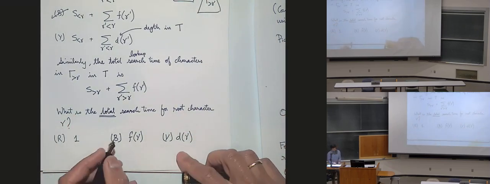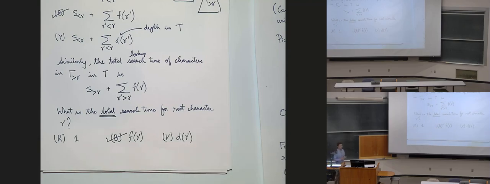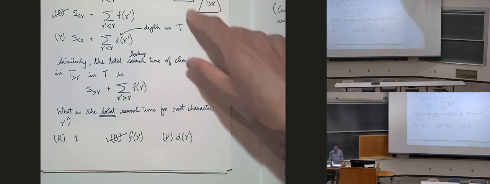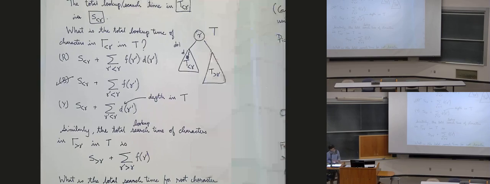Yeah, right. It's f of gamma, right? It's 1 for each search, but you do f of gamma searches. Yeah? So now that you have all these pieces, you can put them together to figure out what is the total search time in this tree. So now I'll write this down.